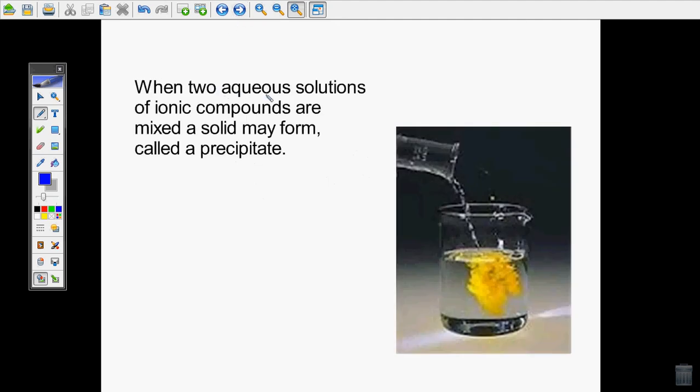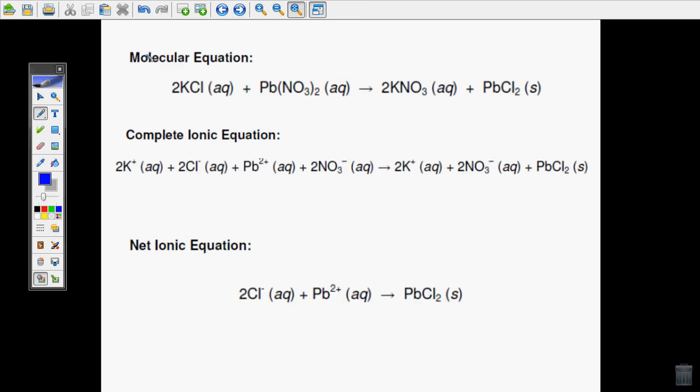When we mix two aqueous solutions of ionic compounds, we get a precipitate, and that's this solid yellow right here. You're going to predict the precipitate based on your solubility rules. First you have your molecular equation, which is the one that y'all have all seen. Y'all can all write these.